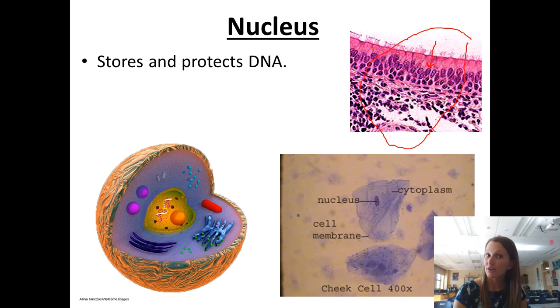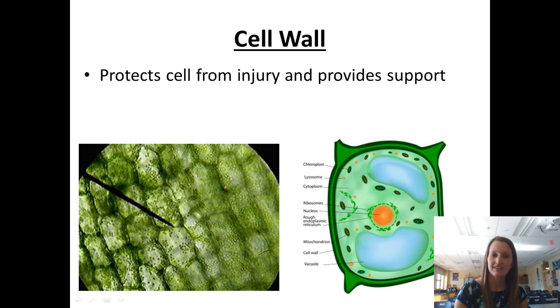Remember how prokaryotes don't have a nucleus? But eukaryotes, like an animal cell in this picture, would have a nucleus. So pretty much all of our cells have a nucleus because we have eukaryotic cells, and that just stores the DNA. Okay, next one is found in plants, not in animals.